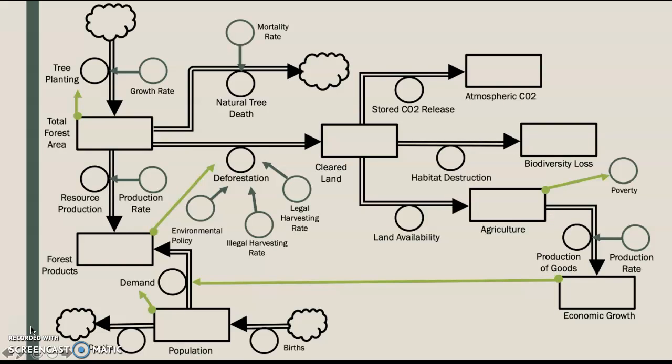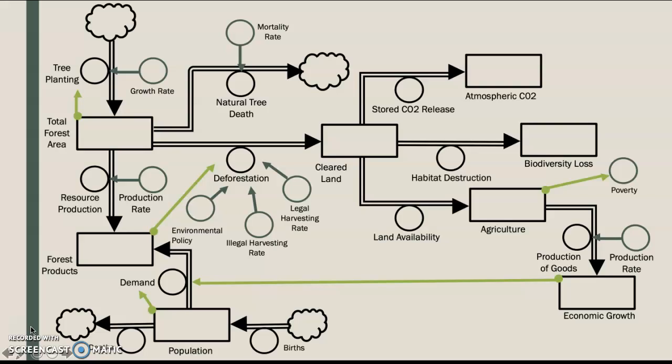So with all the components put together, here is the final completed model. Beginning at the top, the model starts with tree planting. As shown in the previous section, tree planting is the inflow to the total forest area in the Amazon, and it is controlled by the growth rate. From the total forest area, we have 3 outflows. First, like before, is natural tree death. Second is the deforestation itself. In the Amazon, the cutting or burning of the rainforest is caused by a number of factors, so the rates of legal and illegal harvesting as well as environmental policy are converters. Then finally, the last flow consists of resources produced by the forest, and depending on the rate of production, we get forest products.